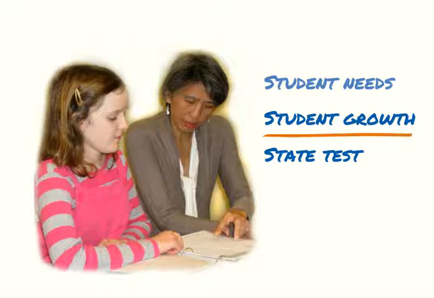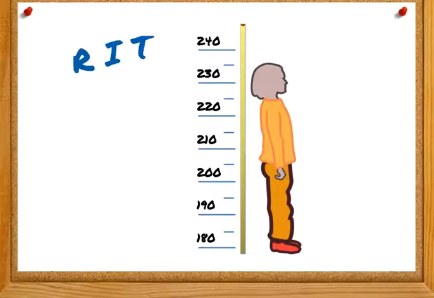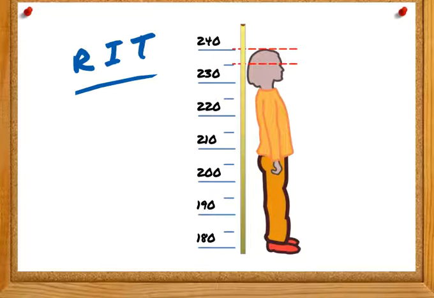Here's what makes it possible. MAP assessments use the RIT scale, or RIT. This scale is like a yardstick with equal units across the scale. Just like a yardstick shows changes in student height, the RIT scale shows me changes in student academic growth.